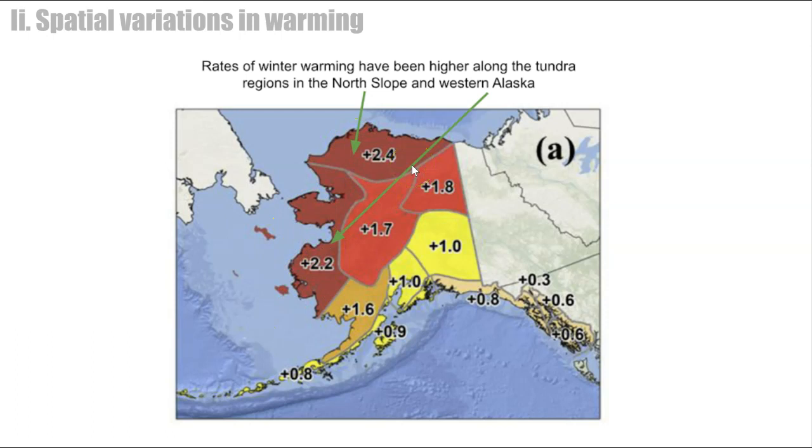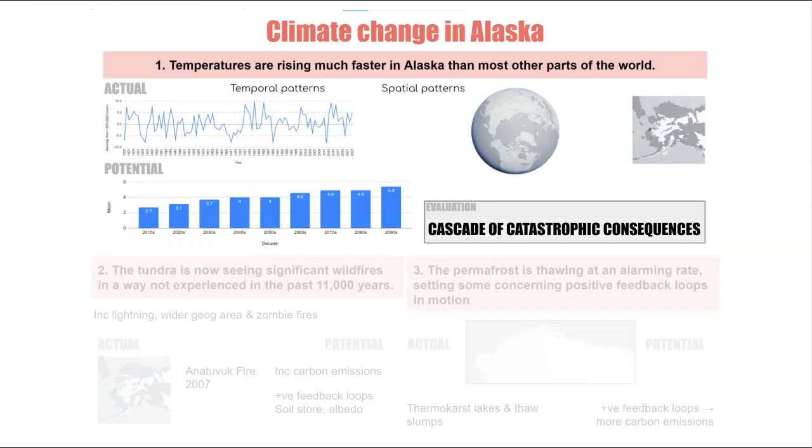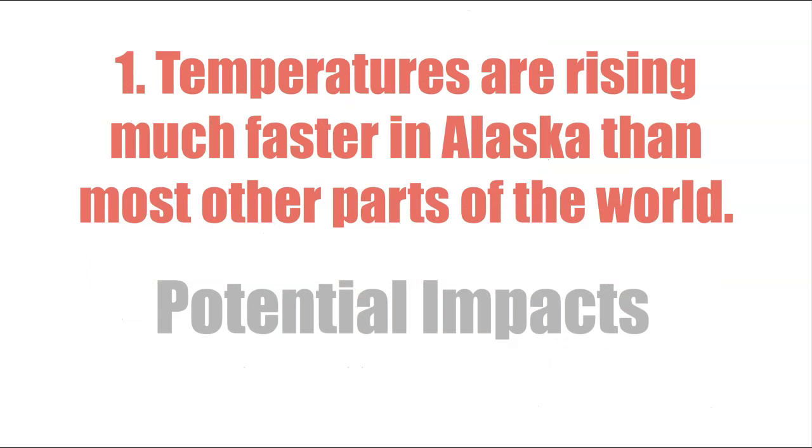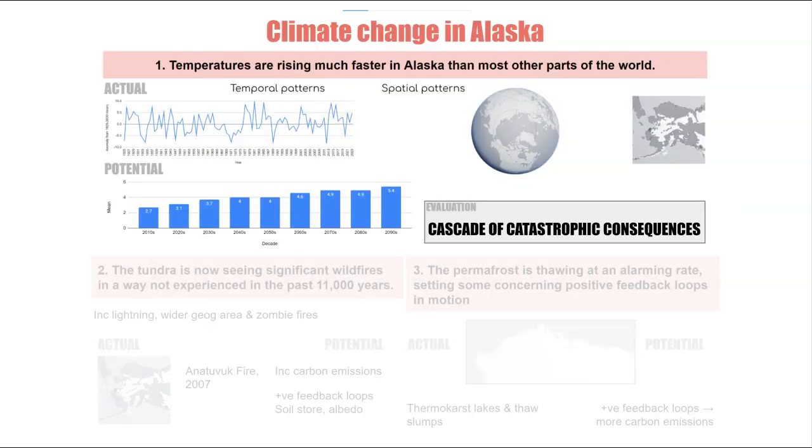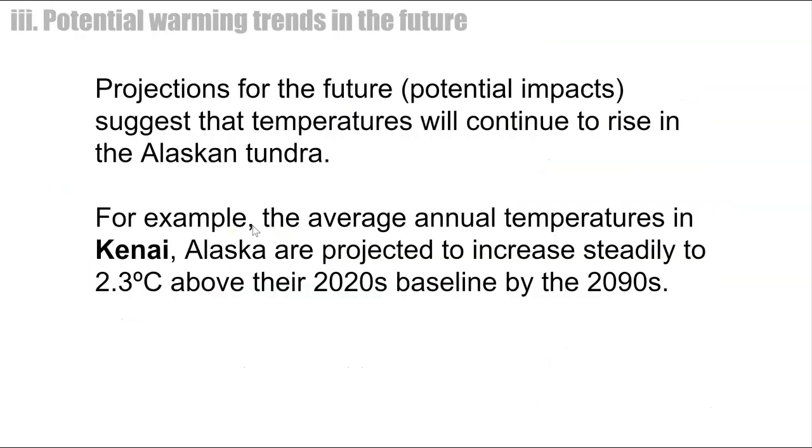So the Alaskan tundra is, tragically, I guess, the perfect canary in the mine. It's warming faster than anywhere else in the world, and therefore gives us a very good indication of what climate change is likely to have. So let's take a look at these potential consequences now. We've looked at the actual changes, the temporal patterns and the spatial patterns. Now what about the potential patterns?